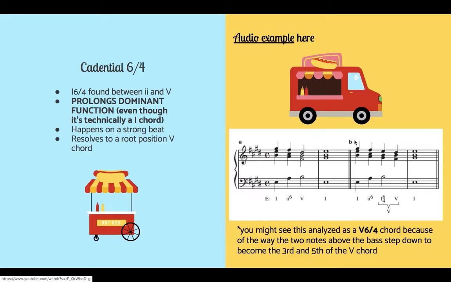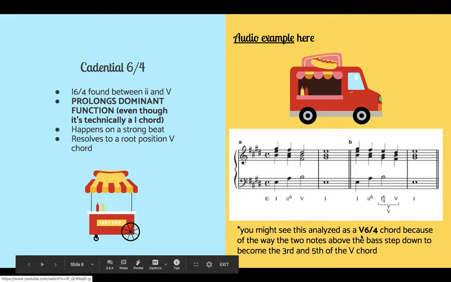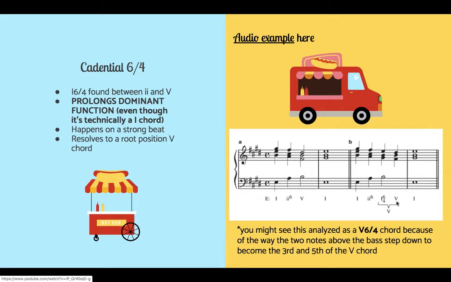So you might see this also analyzed as a 5/6/4 chord. You might see 5/6/4 to 5 instead of 1/6/4 to 5, just because of the way these 2 notes above the bass are going to step down. As you can see, we've got a common tone, and then the other voices are stepping down here, and they step down to become the 3rd and the 5th of the 5 chord.